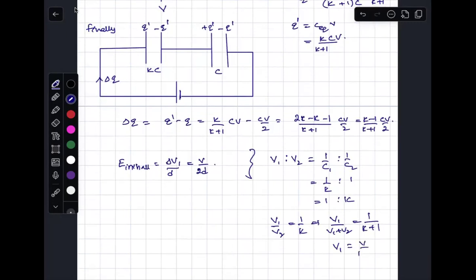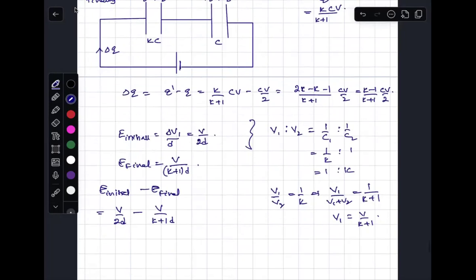V1 is V by K plus 1. Now, what is E final? E final is potential drop now, V by K plus 1, times D. Now you will say E initial minus E final: V by 2D minus V by K plus 1 D. So V by D common you take, K plus 1 minus 2 by K plus 1. It is nothing but K minus 1 by K plus 1 times V by D.